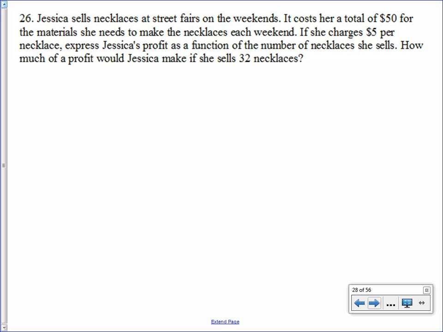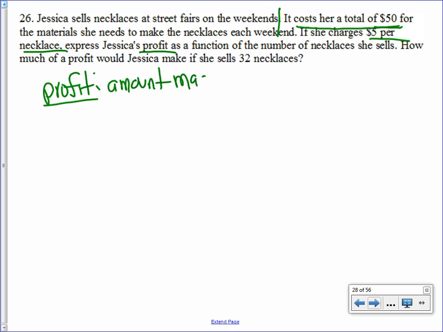Jessica sells necklaces at street fairs on the weekends. Don't care. Nothing mathematical there. Move forward. It costs her a total of $50 for the material she needs to make the necklaces each weekend. It costs her $50. She charges $5 per necklace. So, again, it's asking for profit, and again, I know that profit is the amount made minus the amount spent.